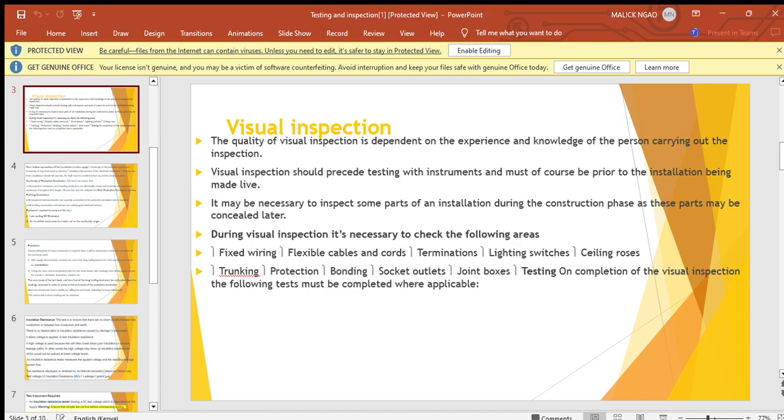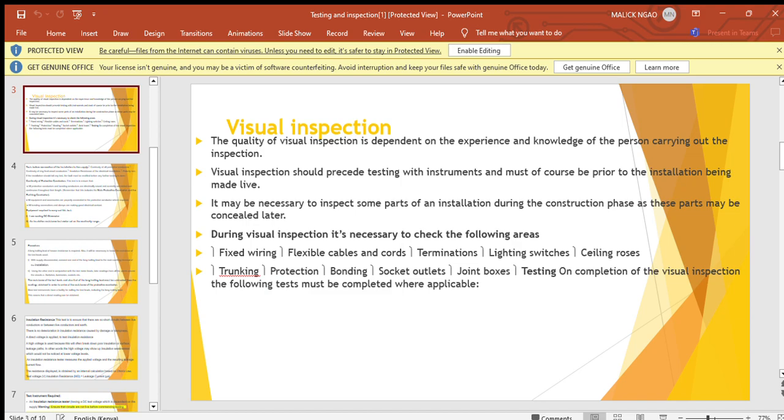Yes, that is correct. Well done. Once you hear the word visual, it's just use of your eyes. And we say these visual inspections should precede testing with instruments and must of course be done prior to the installation being made live, before you put your installation into work.